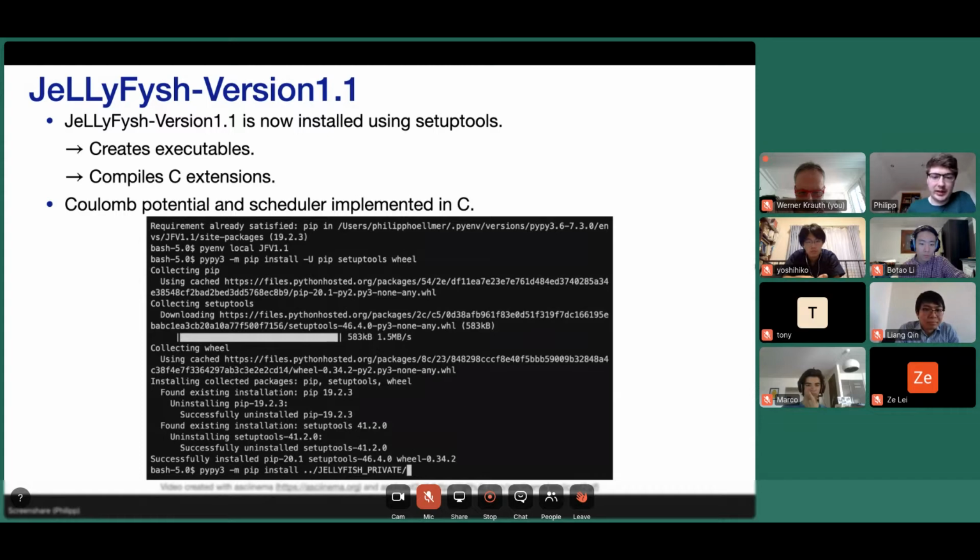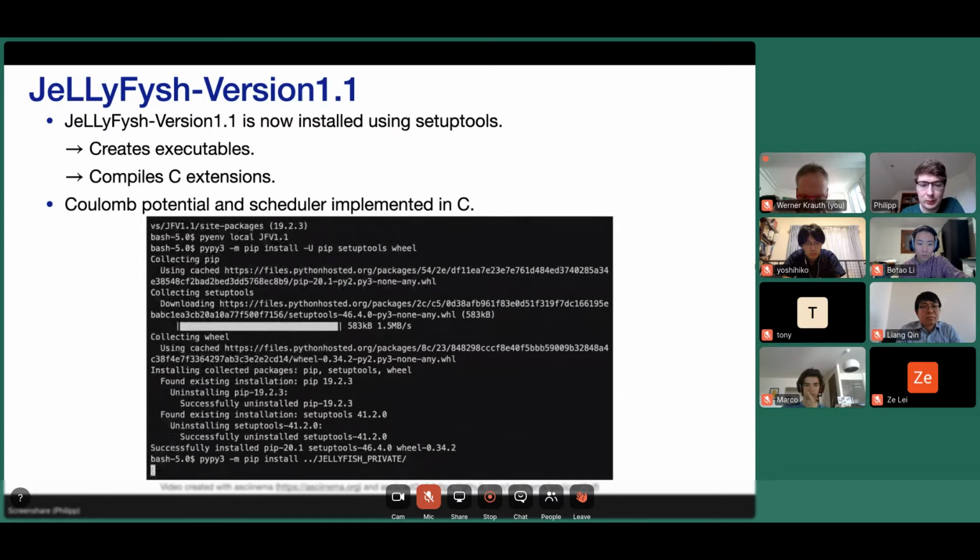So here I then use the same pip to install a local repository. This is not public yet, so I cannot point it to some internet address. So I just cloned our private repository, and I just point pip to it. But at some point we will allow you to just call pip install JeLLyFysh, for example, and then you can install it from the internet directly.